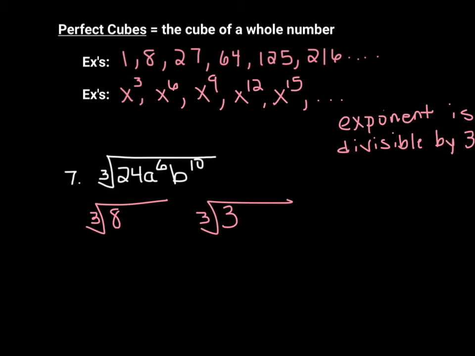All right, so now let's look at our a to the 6th. If we look at the exponent, 6, that is a multiple of 3. That is divisible by 3. So a to the 6th is a perfect cube. So I'm going to take that and put the whole entire thing in our perfect cube radical.